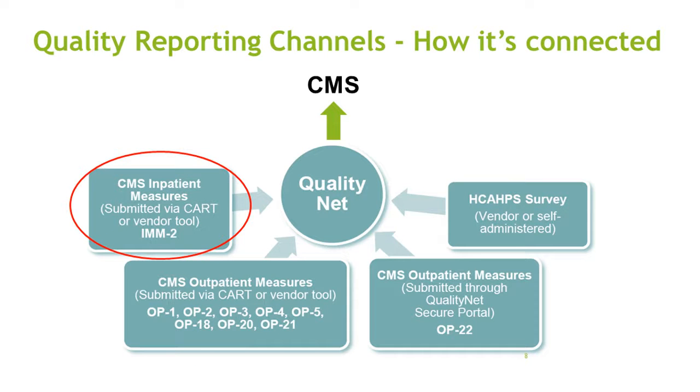So I just wanted to give a visual of how it's all collected. Here, we're just going to focus on the red circle where it shows the CMS inpatient measure for IMM2 is submitted via CART. For pretty much all Wyoming critical access hospitals, you use the CART application, so ignore that comment about the vendor tool. For larger acute care hospitals and even some large critical access hospitals, they pay a third-party vendor to actually assist them with the abstraction and reporting. But for you, you would collect and report it in CART and then submit it to QNet, and that's how it gets to the feds.